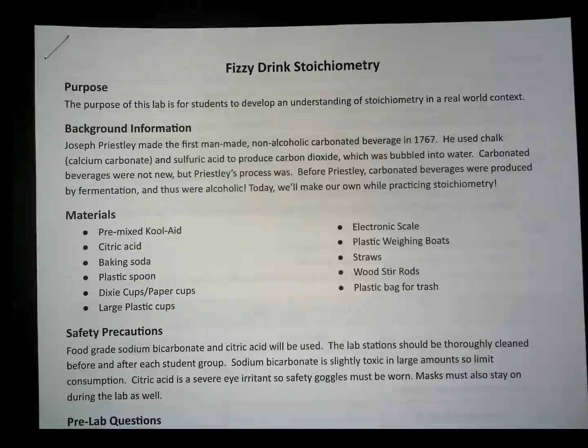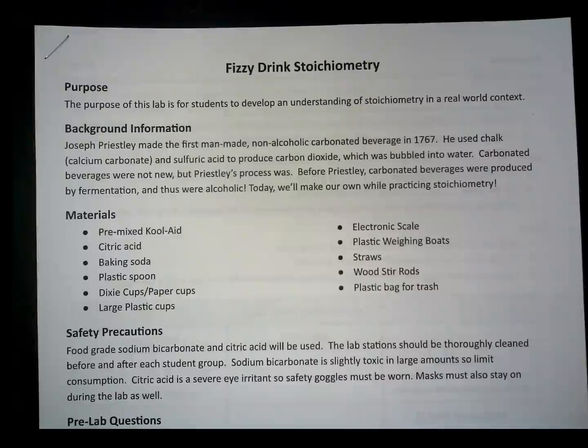So anyway, he used chalk and calcium carbonate and sulfuric acid to produce carbon dioxide, which then bubbled and infused into water. And like I said, carbonated beverages weren't new, but Priestley's process was. Before this, as I mentioned, they were produced by fermentation, which again, ultimately produces alcohol.